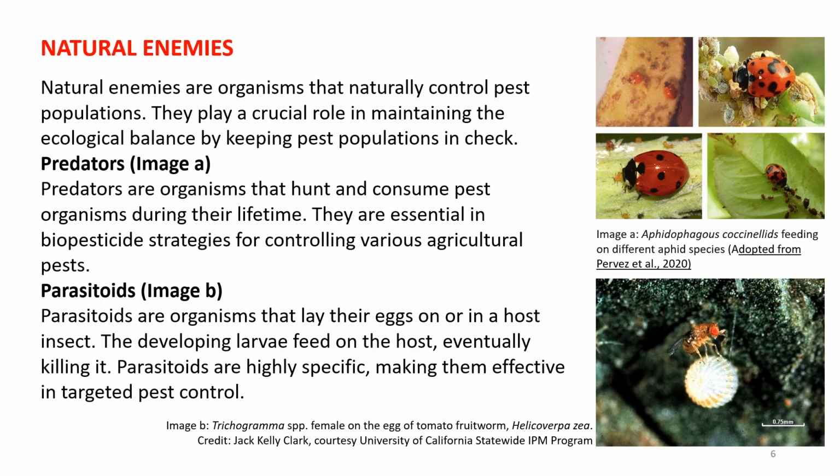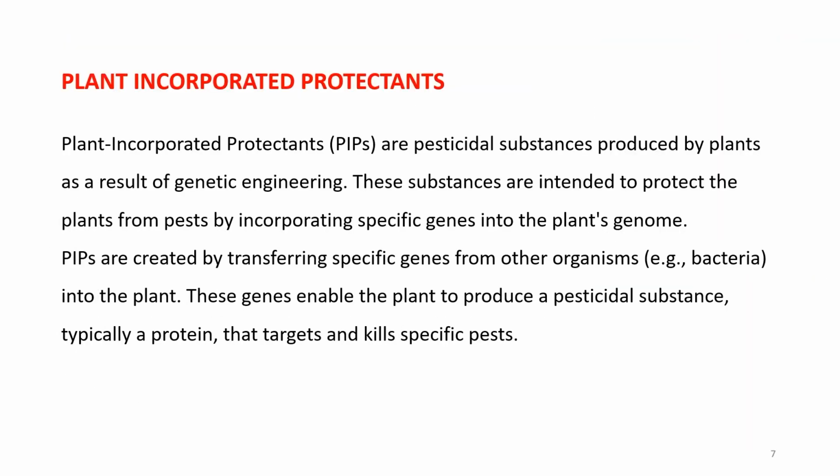So, natural enemies, we can just have a small discussion. These are organisms that naturally control pest populations. They play a crucial role in maintaining the ecological balance by keeping the pest population in check. Predators are organisms that hunt and consume pest organisms during their lifetime. They are essential in biopesticide strategies for controlling various agricultural pests. Then we have parasitoids. These are organisms that lay their eggs on or in a host insect. The developing larvae feed on the host, eventually killing it. Parasitoids are highly specific, making them effective in targeted pest control.